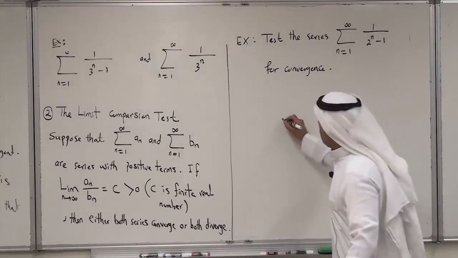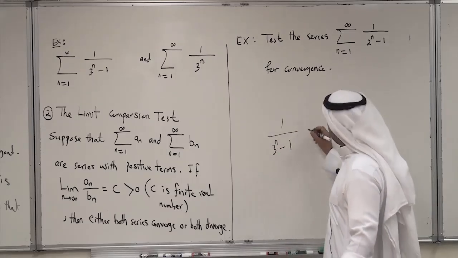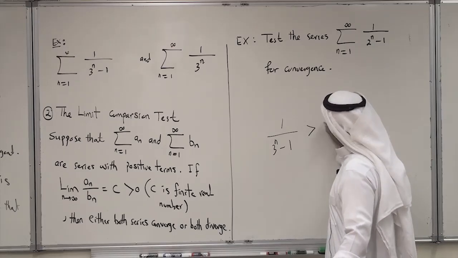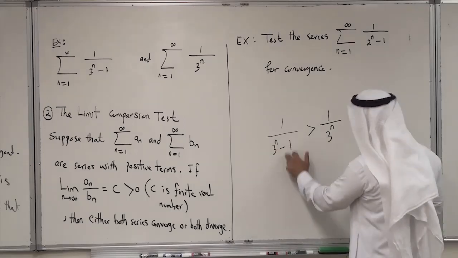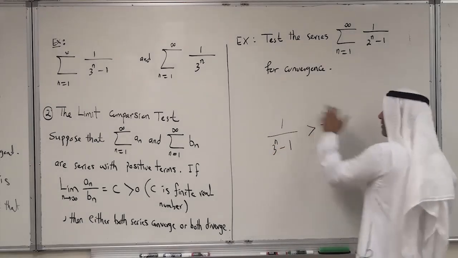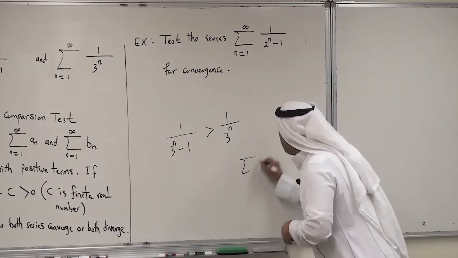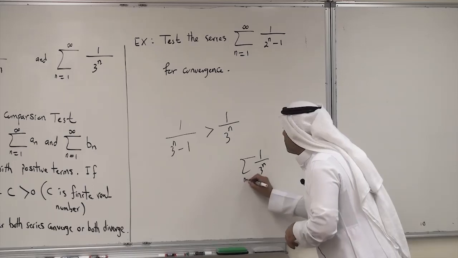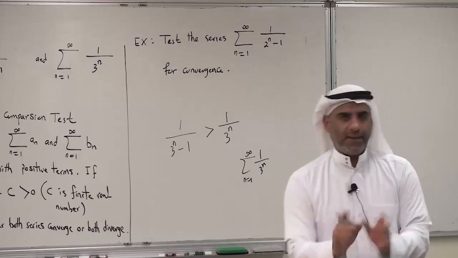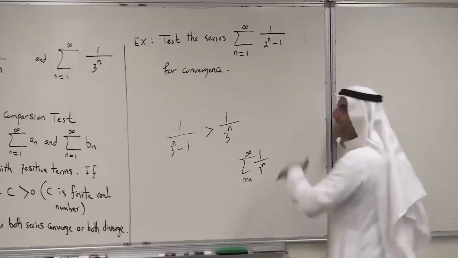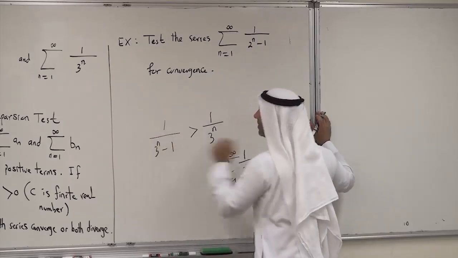We know 1 over 3 to the n minus 1 is larger than 1 over 3 to the n, because 3 to the n is greater than 3 to the n minus 1. The series involving 1 over 3 to the n, n equal to 1 up to infinity, we know is a geometric series. We know it is convergent. Fine, but this is not helpful. We cannot conclude that the series of 1 over 3 to the n minus 1 is convergent.